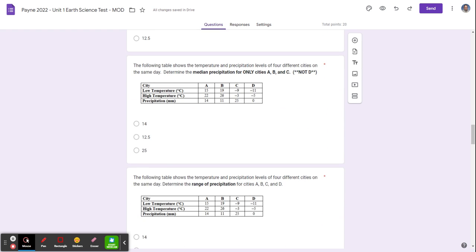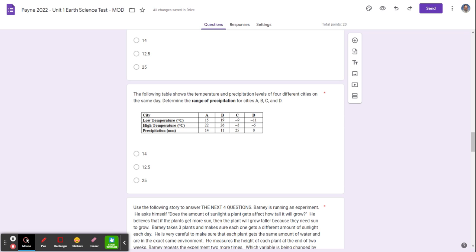The following table shows the temperature and precipitation levels for 4 different cities on the same day. Determine the median precipitation for only cities A, B, and C, not D. Median precipitation, you're only looking at the precipitation value. 14, 12.5, or 25?